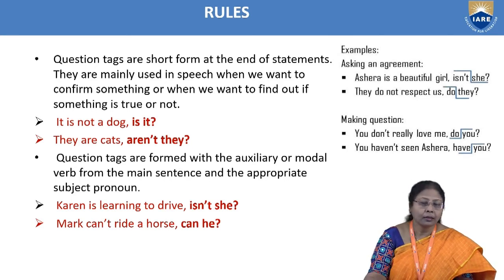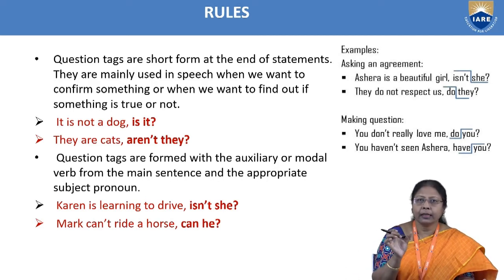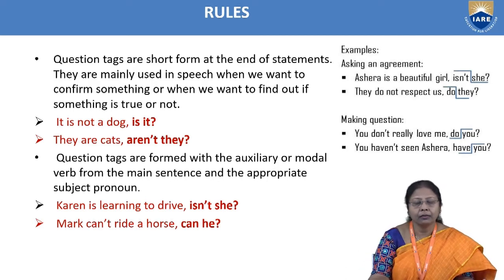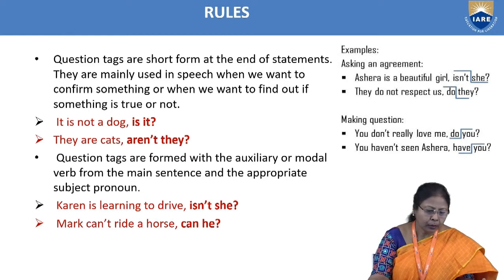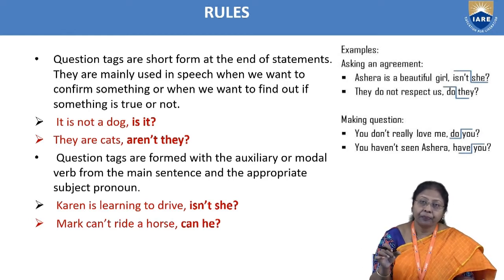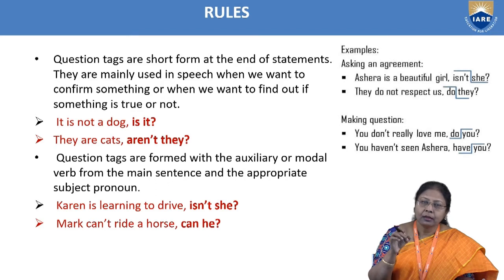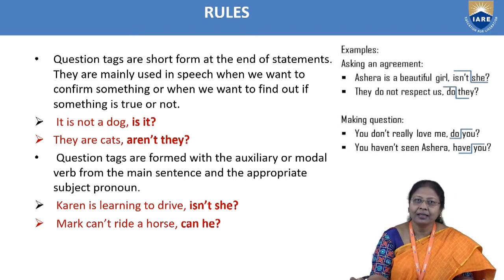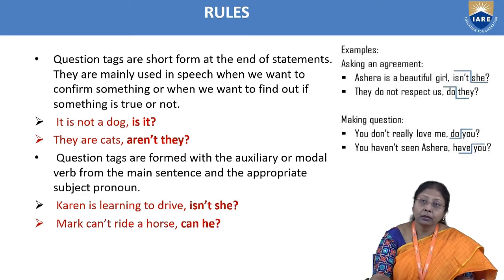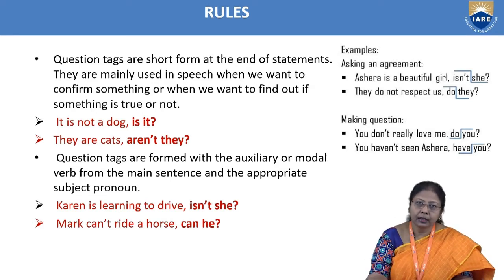Isn't it? Aren't? Like are? These are very contracted forms that we use at the end of a statement. Usually these are mainly used in speeches when we want to confirm something. It's a confirmation. Or we want to find out whether something is true or not. When we want to confirm whether it's true or not, we go for a question tag.